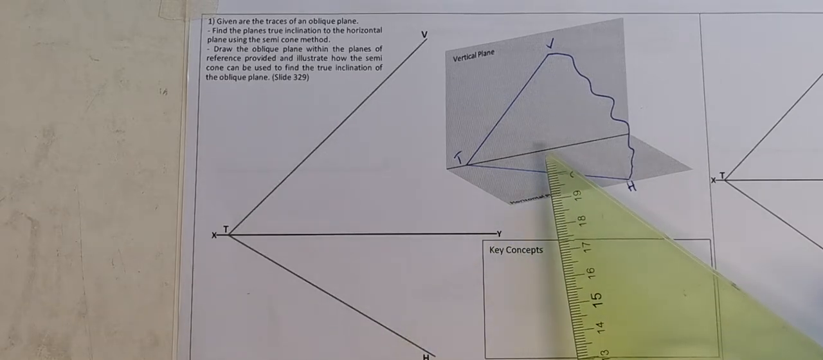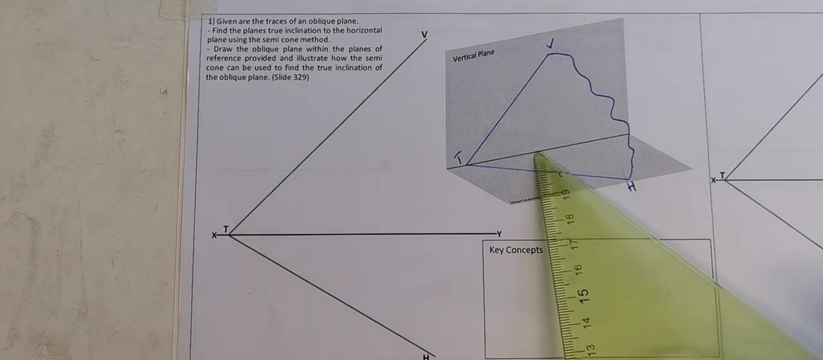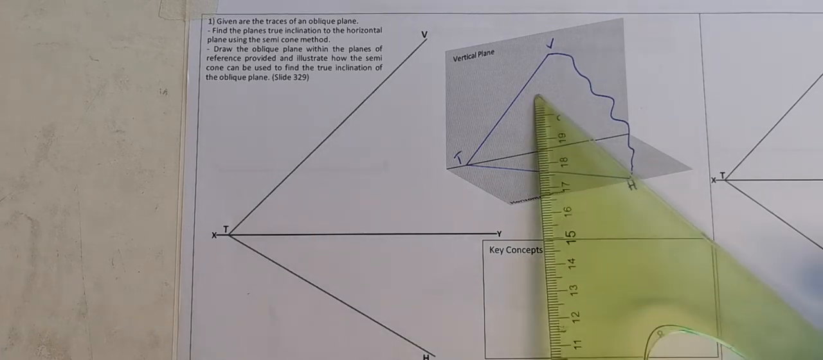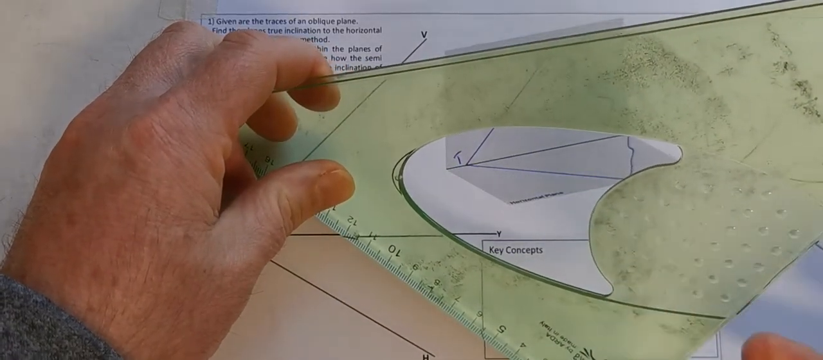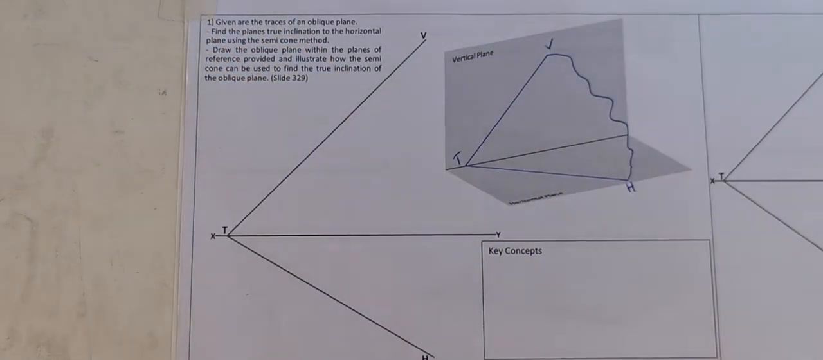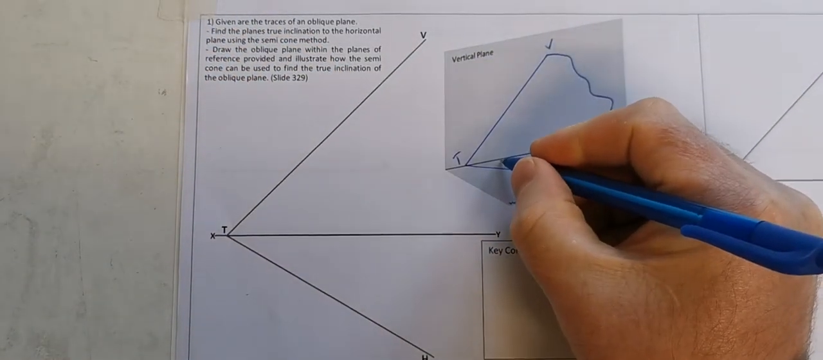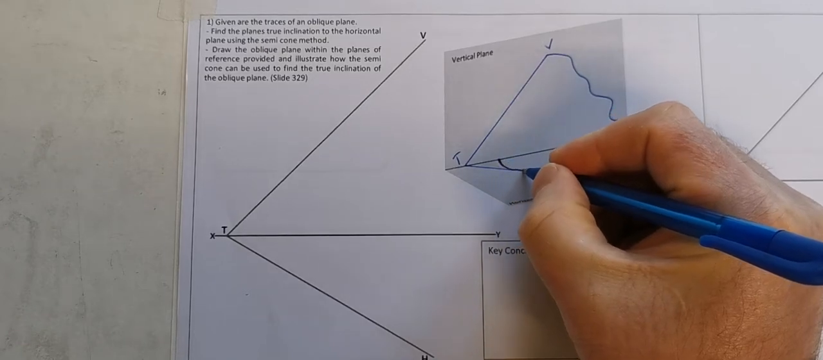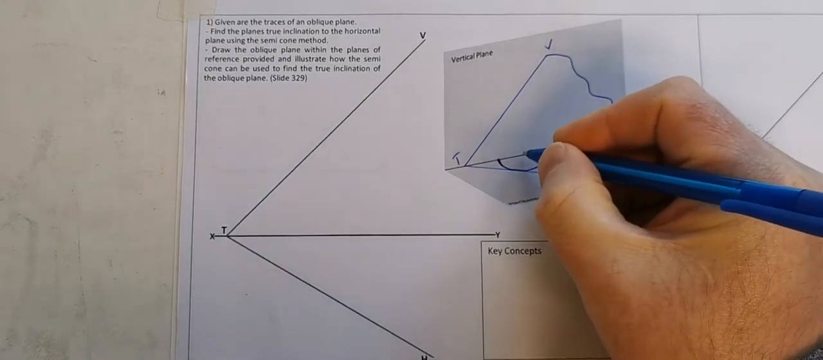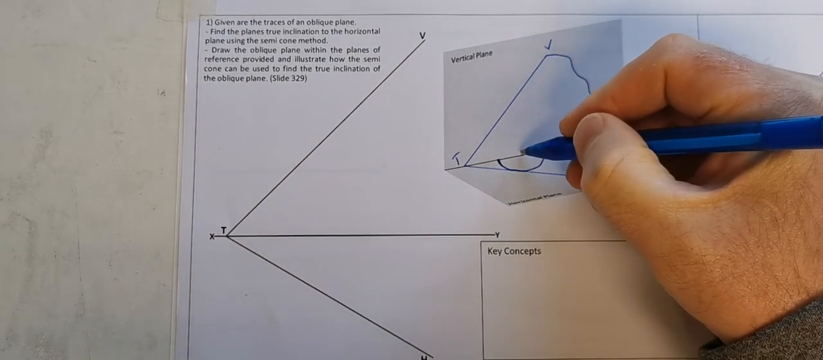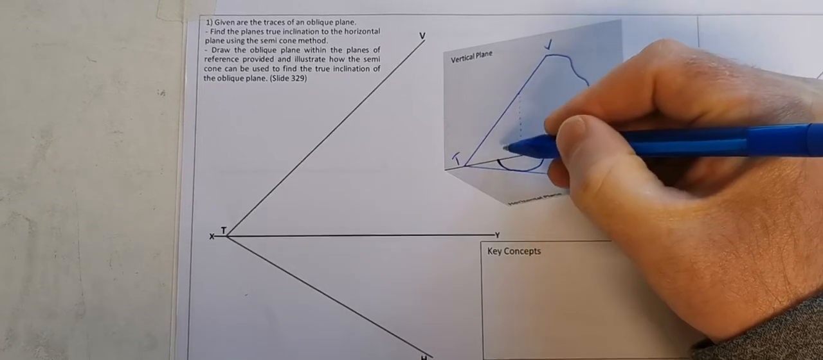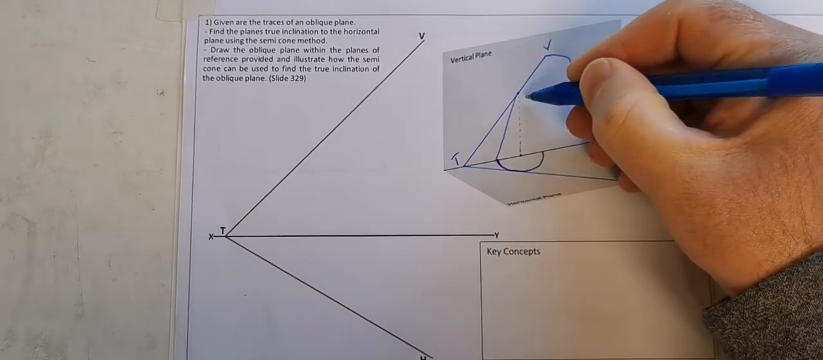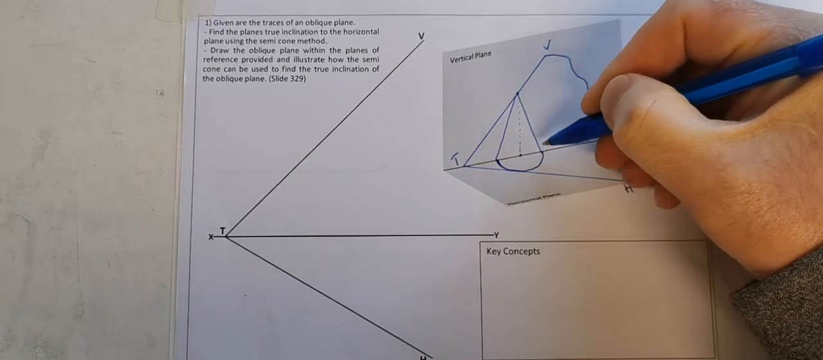Now, you might be asked, what is the real angle that this plane makes with the ground? It's like, if you had a set square here, you might ask, what's the real angle that the set square makes with the ground? Well, there's a way of doing it that involves putting in a semicone. So it's going to look like a semicircle in plan, and this cone is just made to fit.